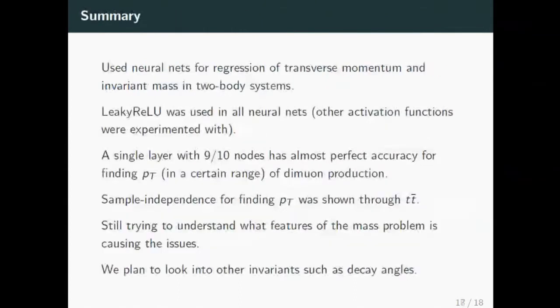I think I went a little fast here, but my summary is that I used neural nets for regression of transverse momentum and invariant mass in two-body systems. I noticed that leaky ReLU was essentially the best activation function across the board, regardless of the problem, whether it be PT or invariant mass. A single layer with 9 to 10 nodes has almost perfect accuracy for finding PT in the regime that I investigated from Drell-Yan production, and sample independence was found using a t t-bar sample. The exact features of what's going on in the invariant mass problem I'm still investigating, hoping to find a high accuracy, and I plan to look into other invariants.